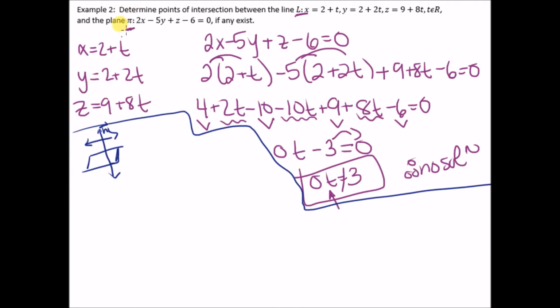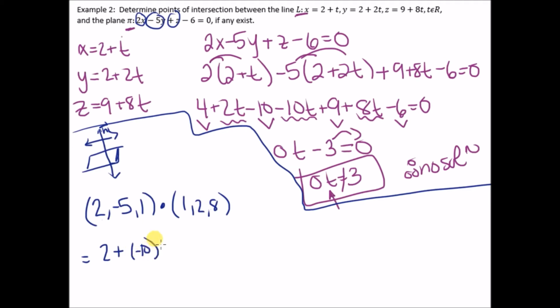So we can go ahead and take the normal from the equation of the plane, 2, negative 5, 1, and take the dot product of it against the direction vector of the line, 1, 2, and 8. So 2 times 1 is 2, plus negative 5 times 2 is negative 10, plus 1 times 8 is 8. We get 0.